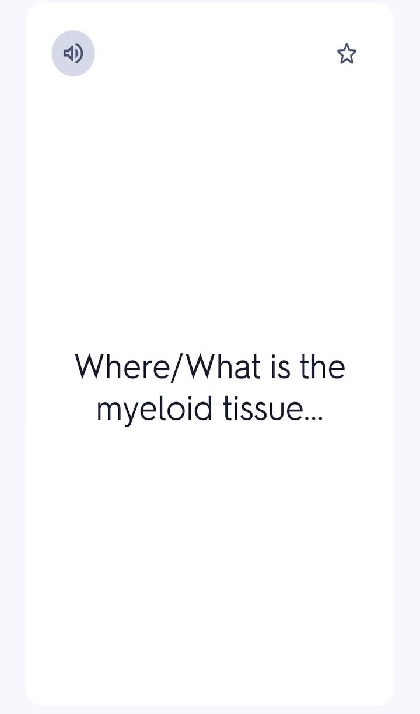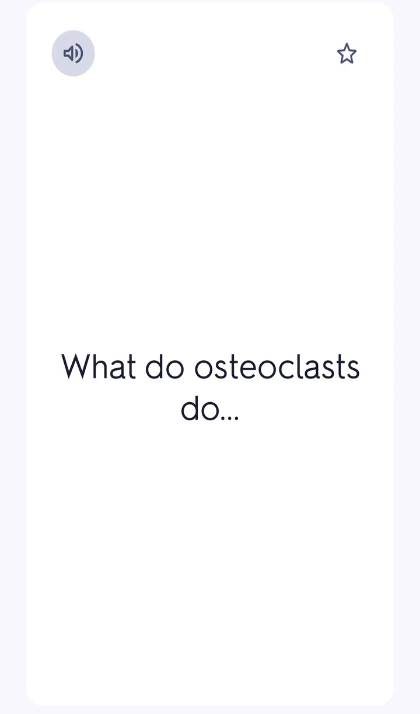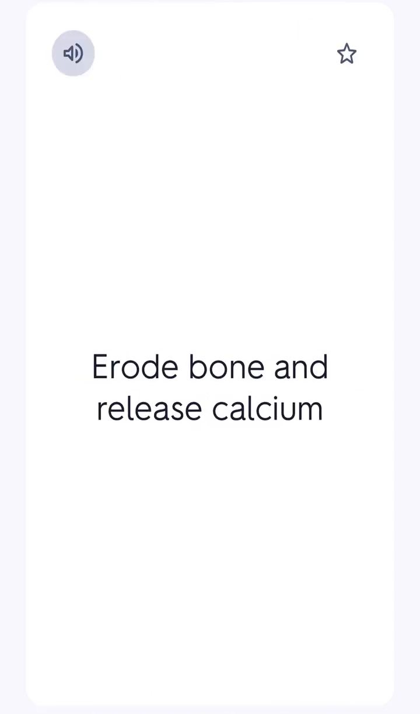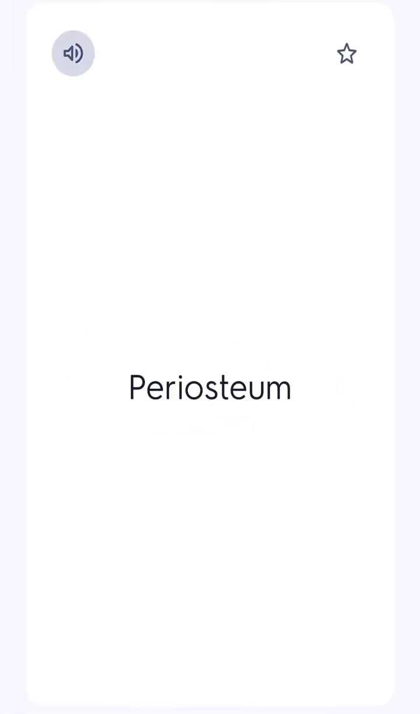What is the myeloid tissue? What tissue produces blood cells, and where? In the bone marrow. What do osteoclasts do? Erode bone and release calcium. Where do blood vessels that feed the bones come from? Periosteum.